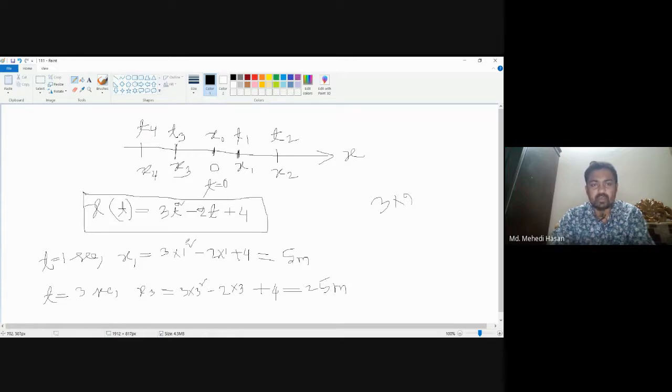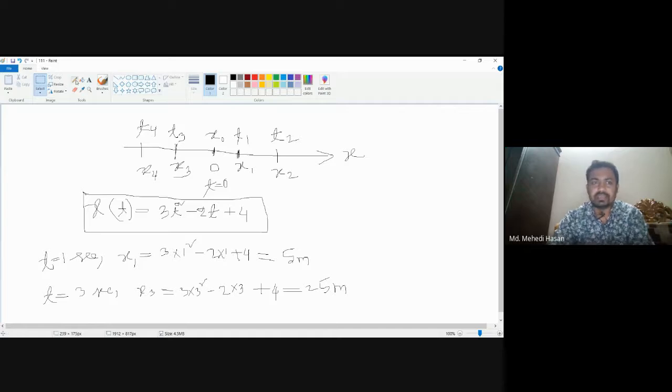So this is the way to find out the position of an object, and it can be negative, positive, or zero also. This is the way to find out the position of an object in the one-dimensional case, and we'll discuss the one-dimensional case. Say the object is moving in a horizontal plane.